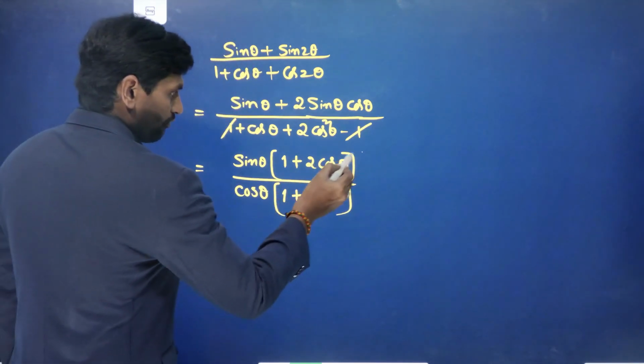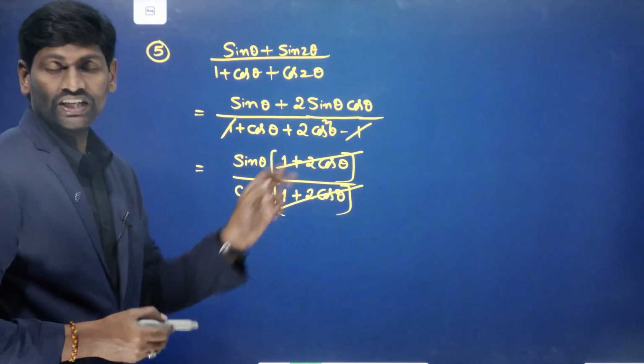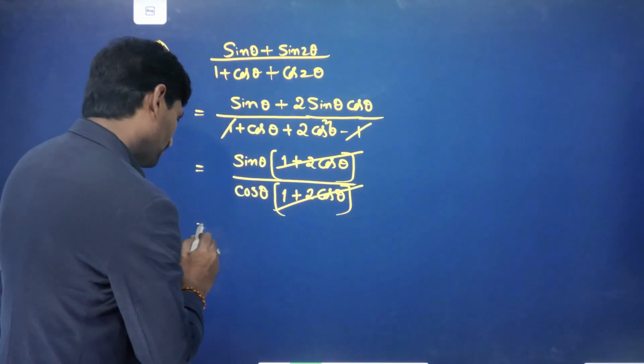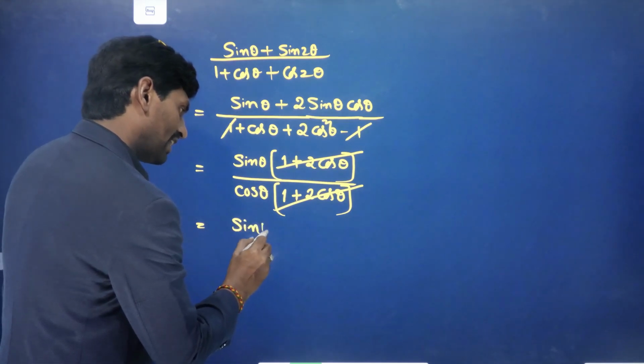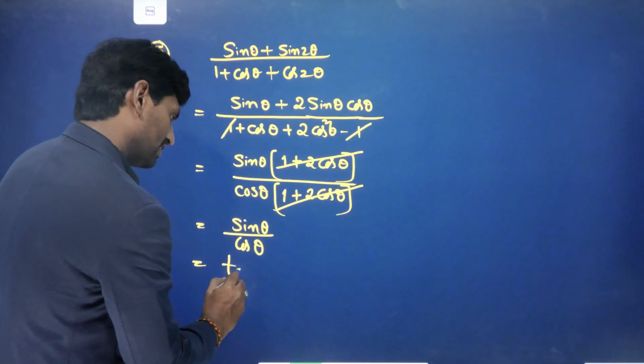So the numerator is 1 plus 2 cos theta, the denominator is 1 plus 2 cos theta, both are the same terms and can be cancelled. Still what is remaining? Sin theta by cos theta. Sin by cos is nothing but tan.